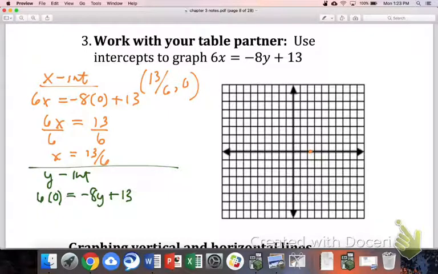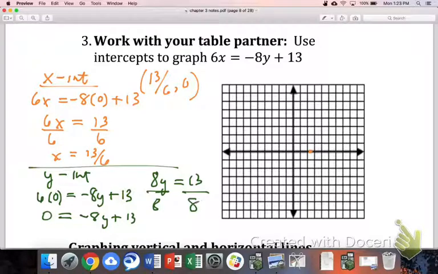So 6 times 0 is 0. So if you write 0 equals -8y plus 13, in order to solve this, I think I would add 8y to both sides. That would give me 8y equals 13. And then finally, I would divide both sides by 8. When I divide both sides by 8, I get 13/8. So my y-intercept would be 13/8, comma 0.